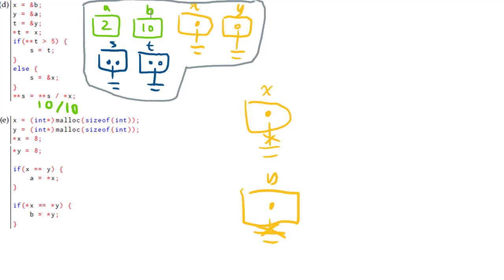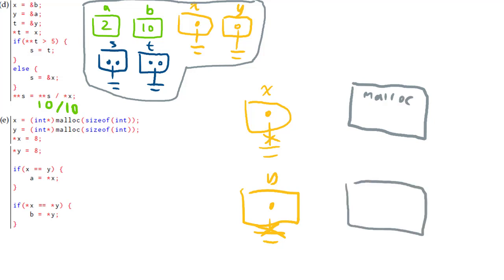If you want to malloc it, you draw a blank box. Just for convenience, I'm going to label it as malloc. This is a new memory address. These two addresses are not the same. So our x is pointing to this memory address, and our y is pointing to this other memory address. So we have finished our through line here.